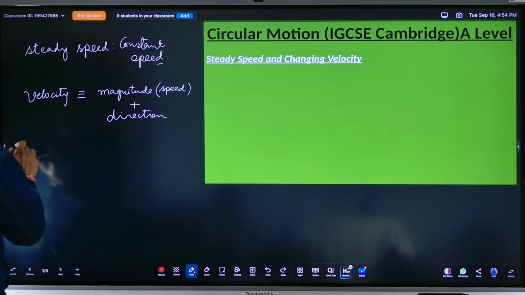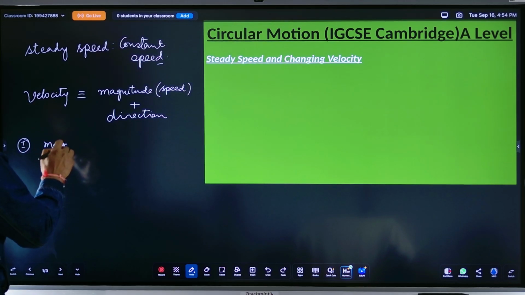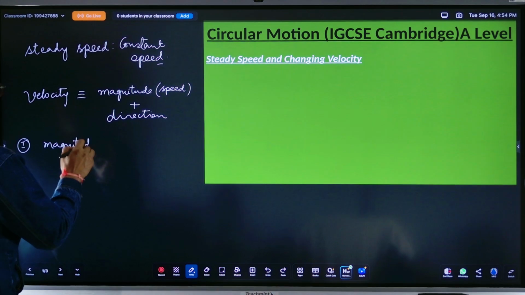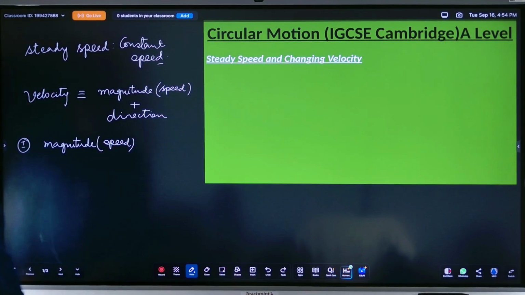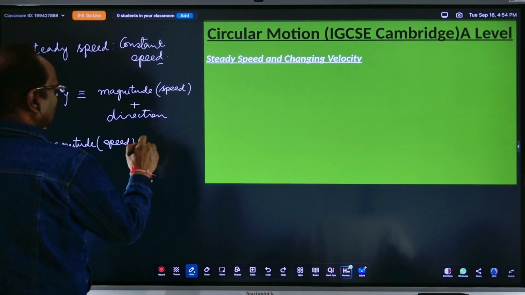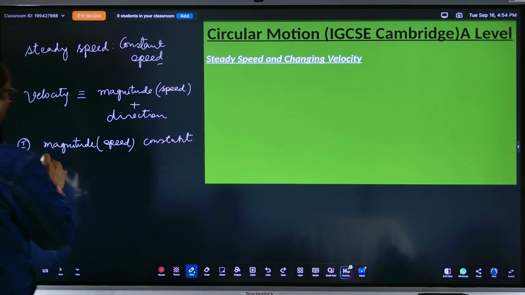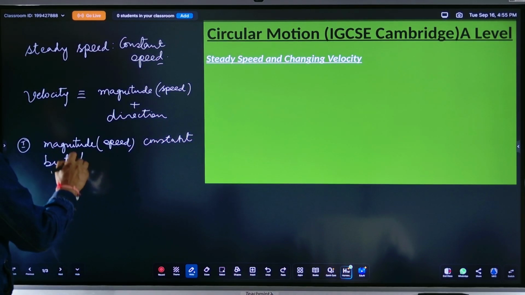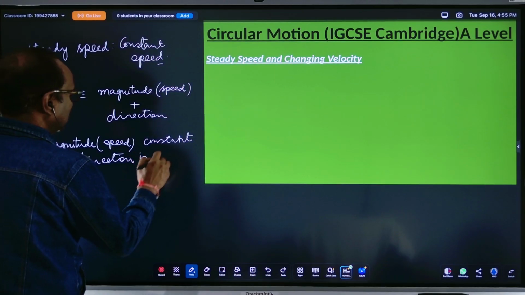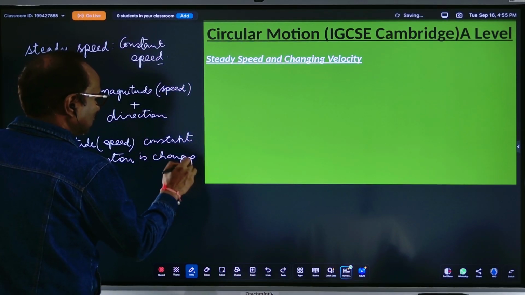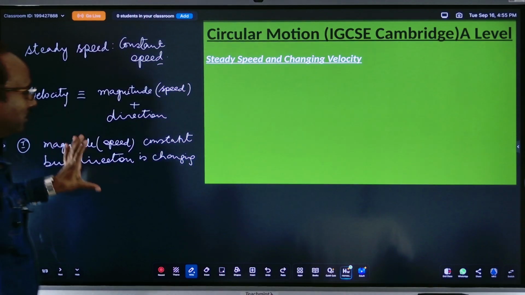So first case, magnitude, that is speed, constant, but direction changing. But direction is changing. So this is, you can say, the velocity is changing.